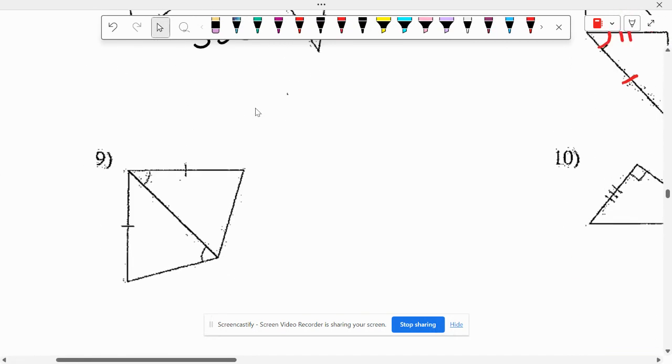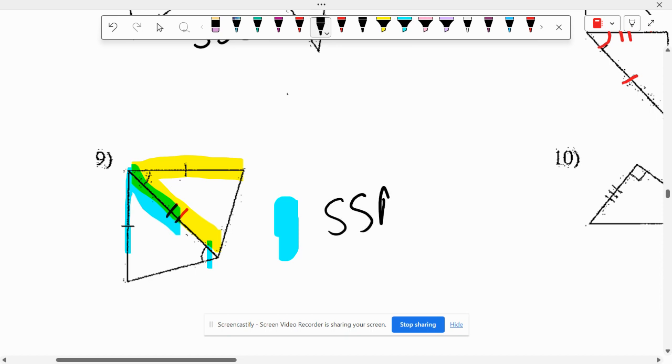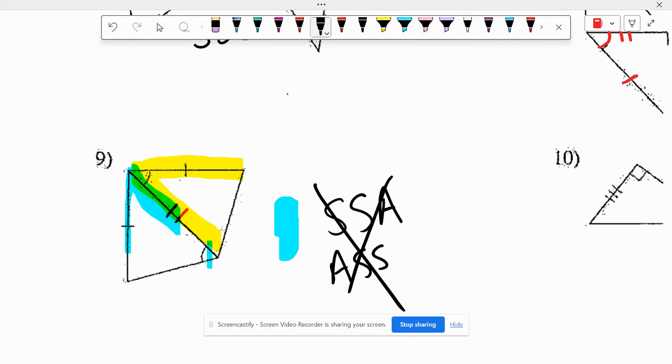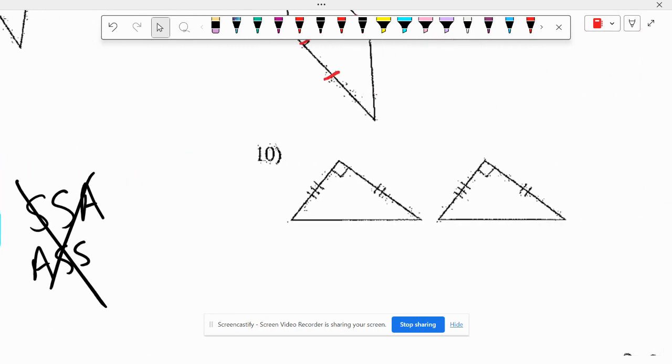Not possible. Yeah, even though they share a common side, this top triangle follows the side, angle, side pattern, but the bottom triangle does not. It follows the side, side, angle pattern, or angle, side, side, which spells booty. There is no booty postulate. Okay. No booty postulate. Okay. What about this next one?